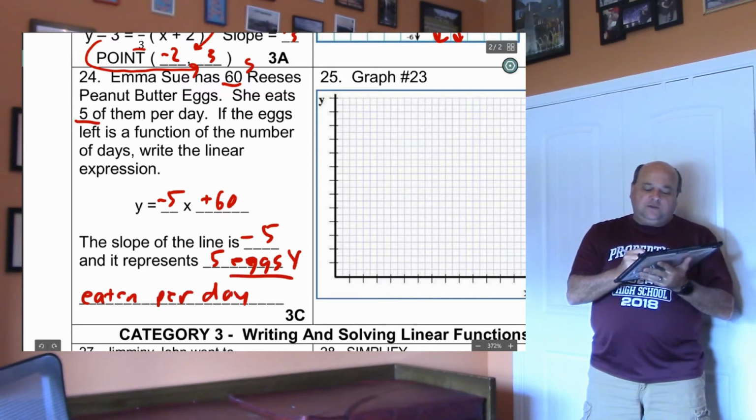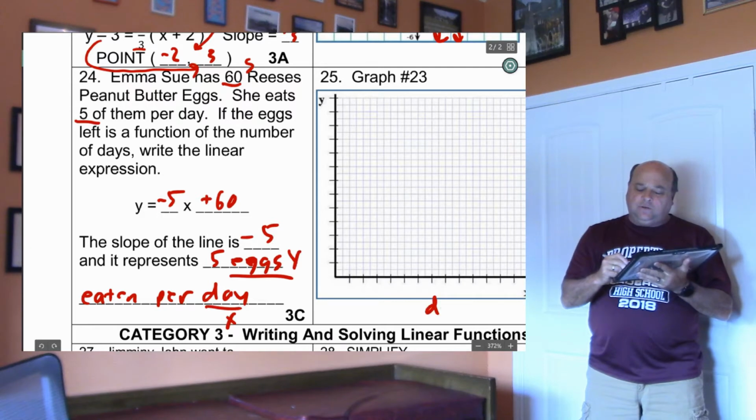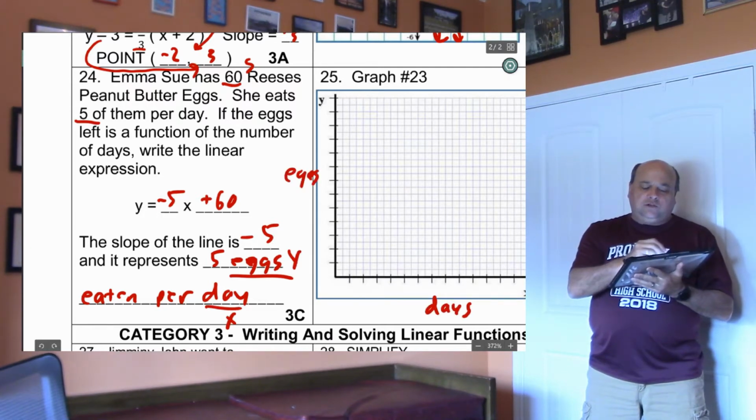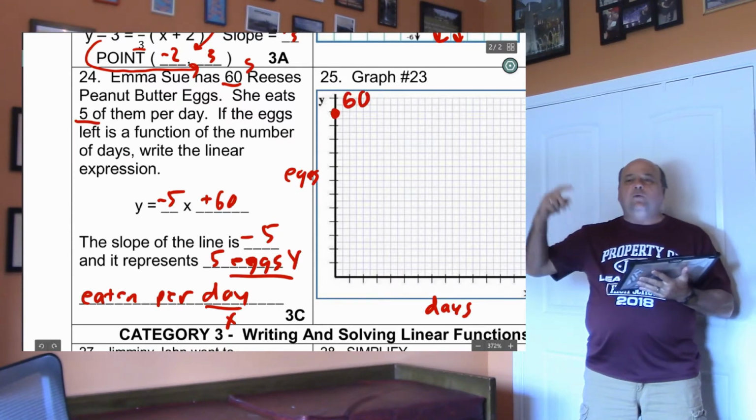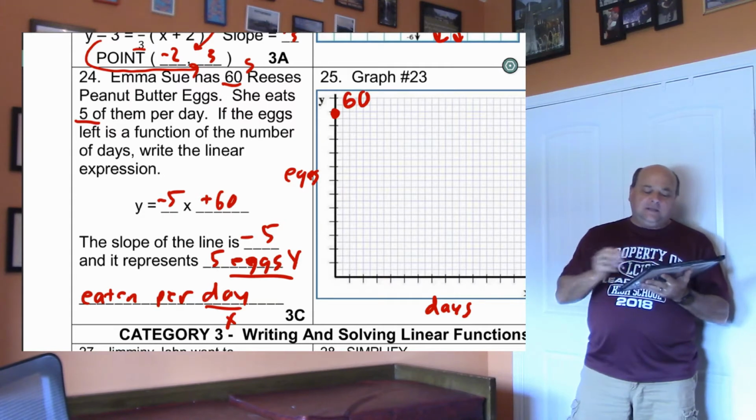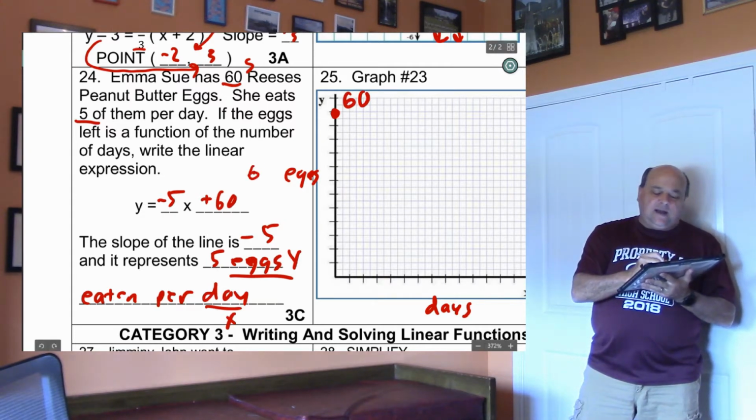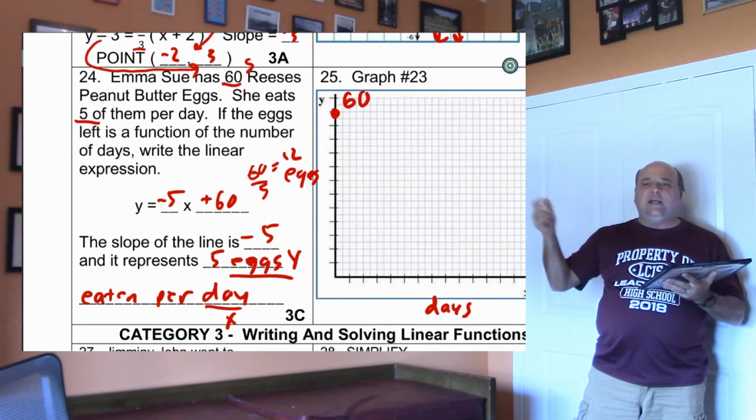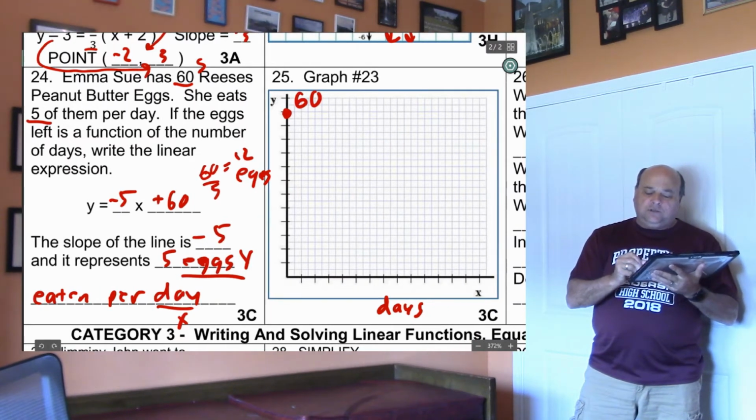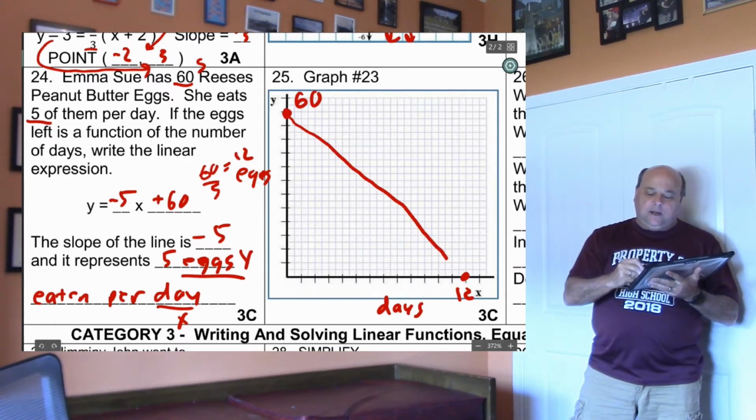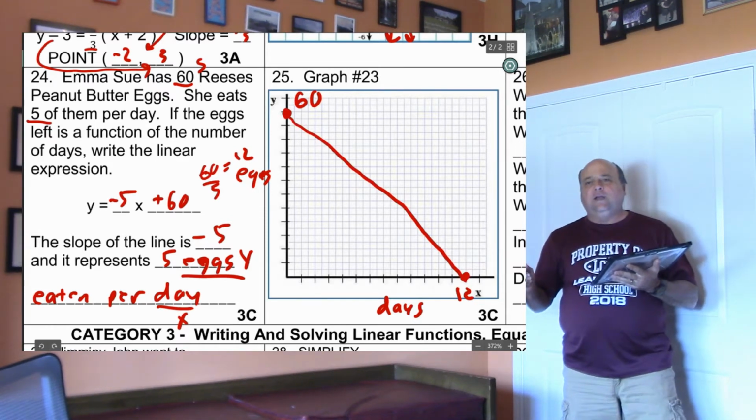So this right here is my y, this right here is my x. So days and eggs. We start off at 60, so I'm just going to put a dot up here and put a 60. And then when will we run out of the eggs? If you take 60 and divide it by 5, you get 12, right? At 12 days, we'll run out of eggs. So I'm just going to go over here, put a dot and put 12, and then I'm going to connect them, right? That's when we'll run out of eggs, right?